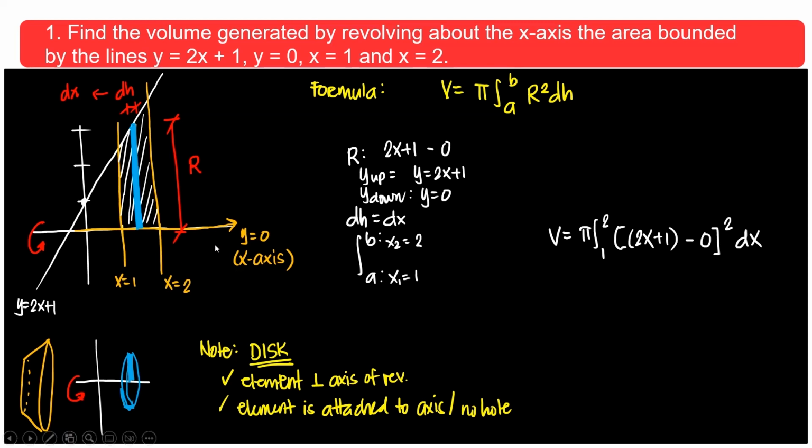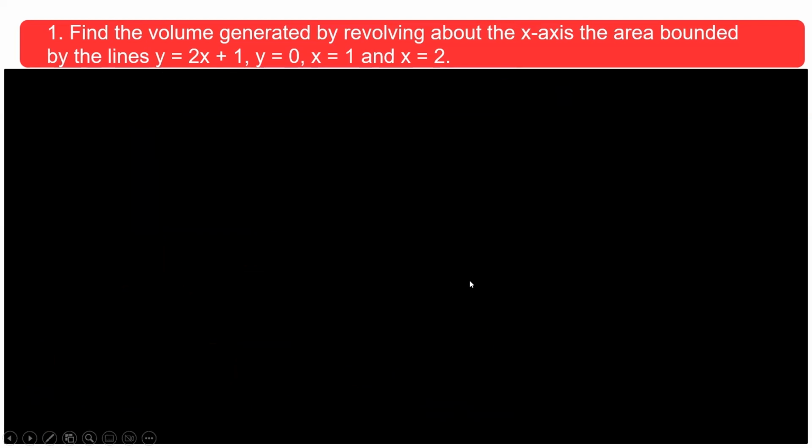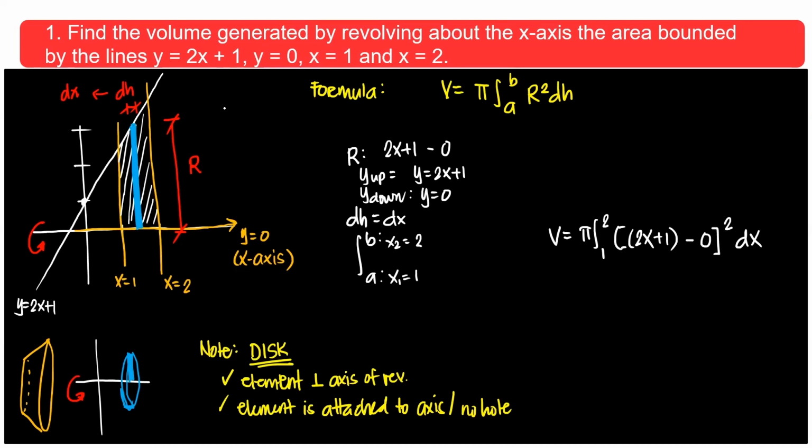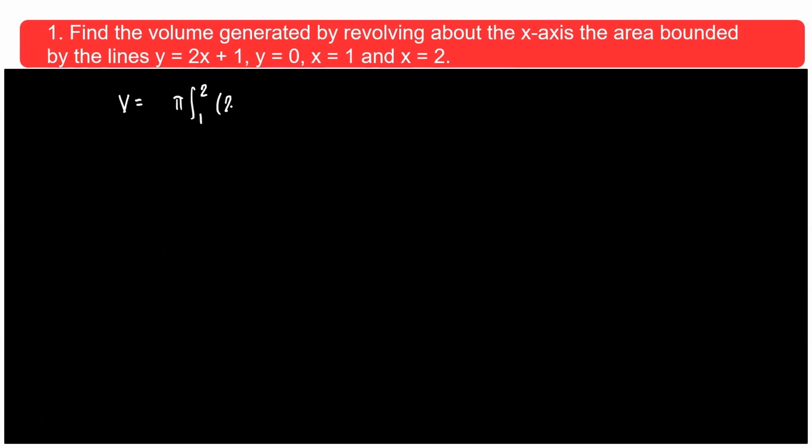There was a question if x-axis is always the axis of revolution. No. In this case, revolving about the x-axis is given in the instructions. It can be revolved about any axis or any line. Okay? So I hope this is clear how we set this up. So let's try solving. Let's copy. Volume is pi integral from 1 to 2 of, let's remove the 0, 2x plus 1 squared dx.